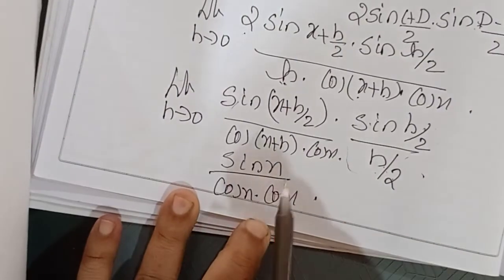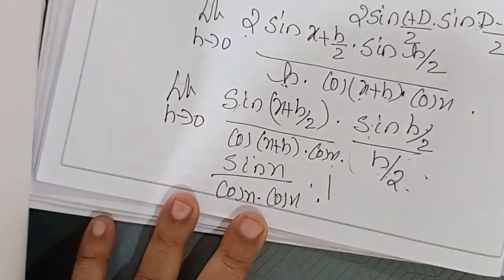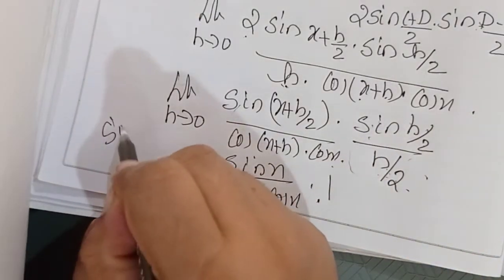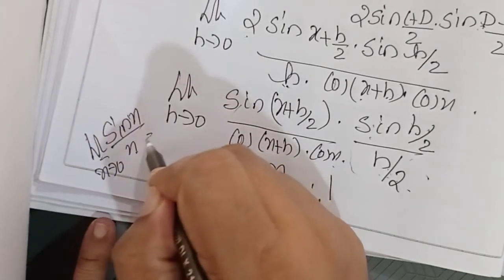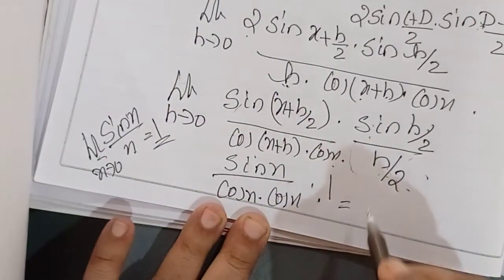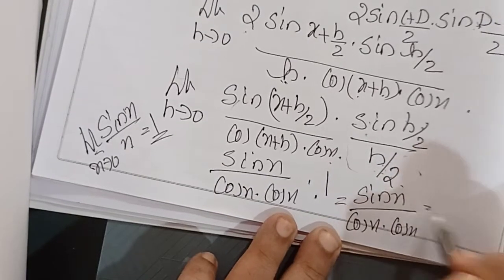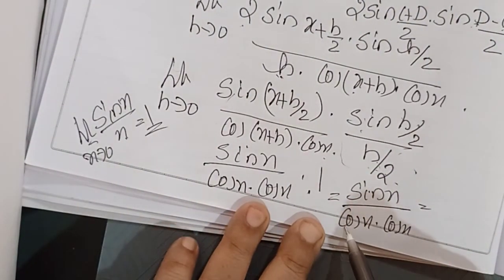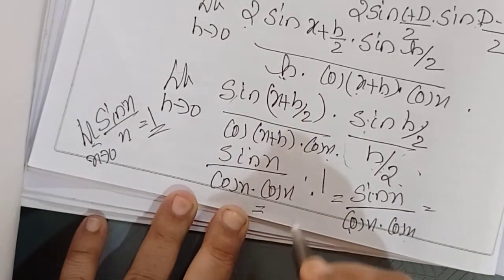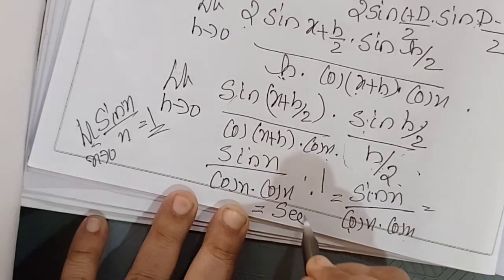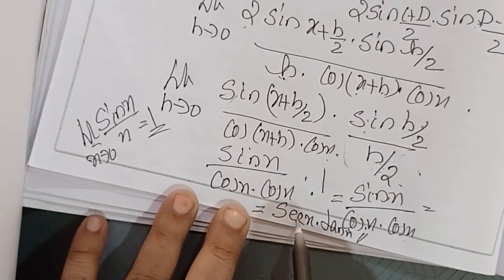All of you agree? Cos x into cos x, and the limit of sin(h/2) by h/2 changes to 1. Sin x by x, limit x tends to 0, sin x by x is 1. Therefore, the answer is sin x by cos x into cos x. You know that sin x by cos x is tan x and 1 by cos x is sec x. Therefore, the final result: 1 by cos x is sec x, sin x by cos x is tan x. The order is this: sec x, tan x.